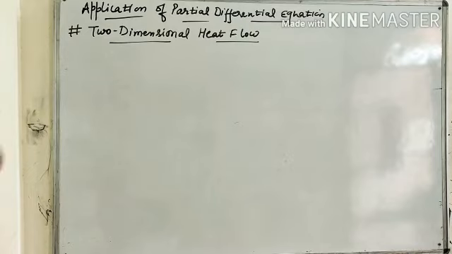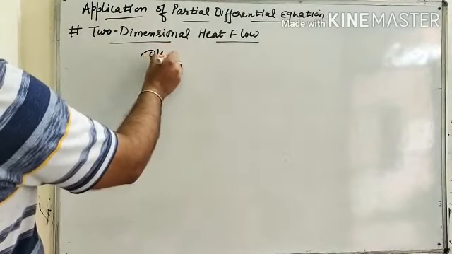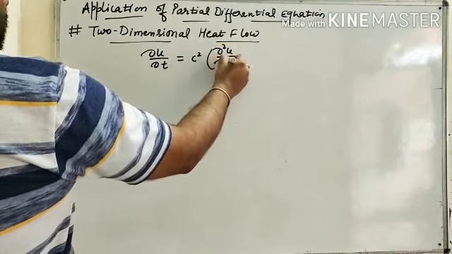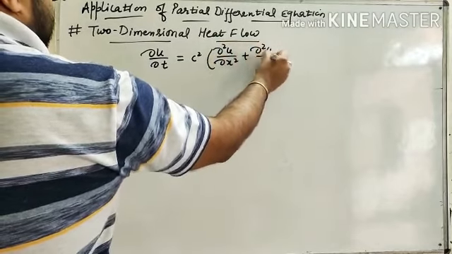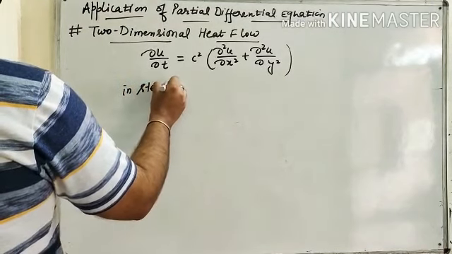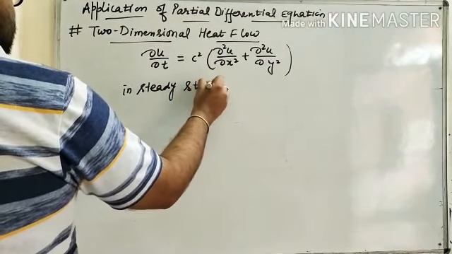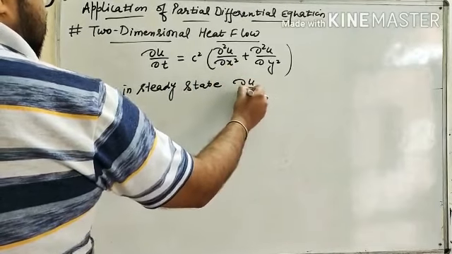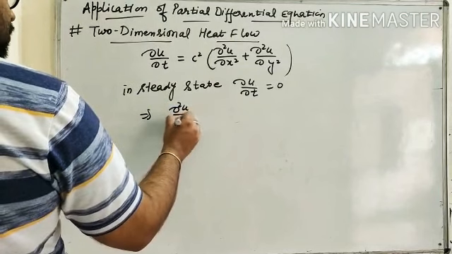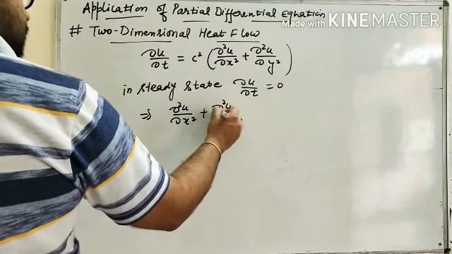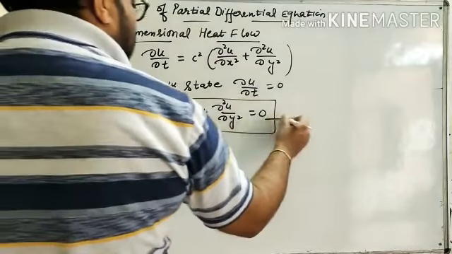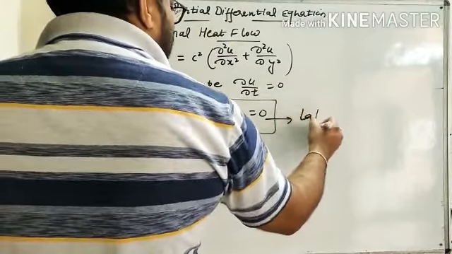That is, mathematically we can represent it as ∂u/∂t = c² (∂²u/∂x² + ∂²u/∂y²). In steady state, ∂u/∂t = 0. That implies this will convert into ∂²u/∂x² + ∂²u/∂y² = 0. This equation is also known as Laplace equation.